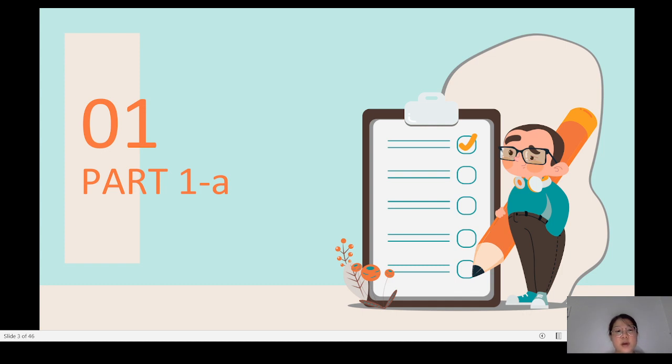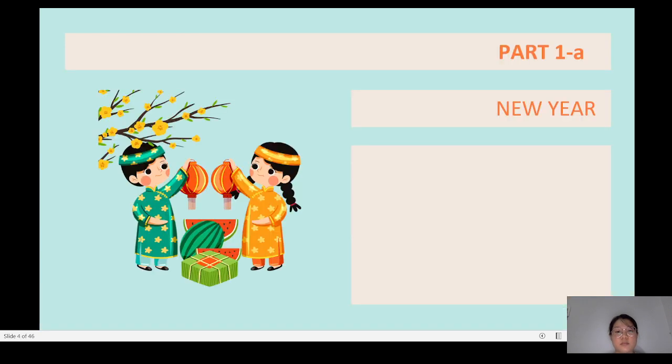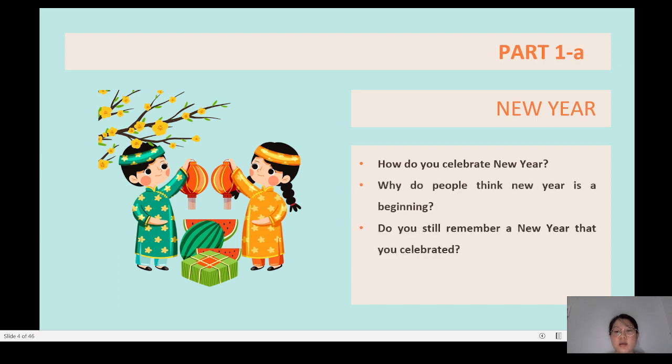Now we move to part 1 first of all, and section A. Section A is about the topic New Year, and there are four questions for this topic. You can see here. How do you celebrate New Year? Why do people think New Year is a beginning? Do you still remember a New Year that you celebrated? Do you have any ceremonies to celebrate the New Year in your country?